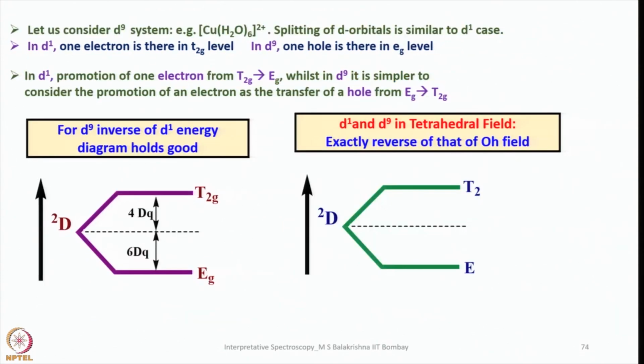So now let us consider a d9 example such as hexaaqua copper 2+. Splitting of d orbital is very similar to the d1 case. In d1 case, one electron is there in the T2g level. In d9, one hole is there in the Eg level. In the Eg level we have dx2-y2 and dz2. We have 3 electrons there.